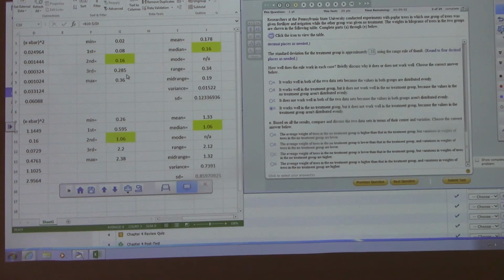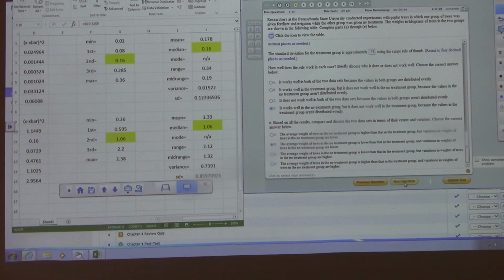Okay, which one's the first group? No treatment. The average weight of trees in the no treatment group is lower, isn't it? Where's the average? It's less. And then variation. Here's B: the average weight of trees in the no treatment group is lower than the treatment group, and variations in weights of trees in the no treatment group are lower. Yes. I'd say B.